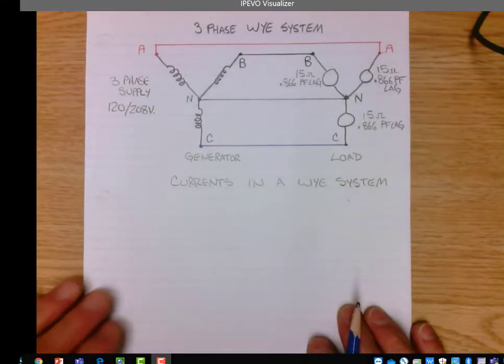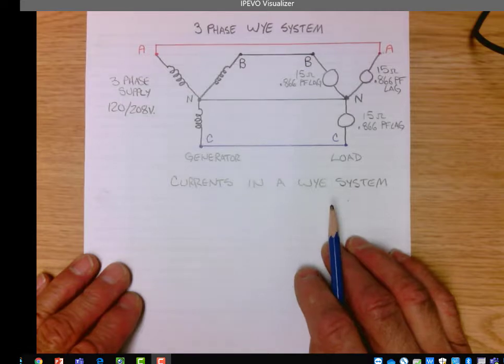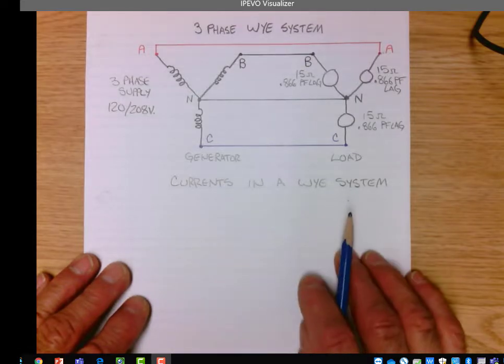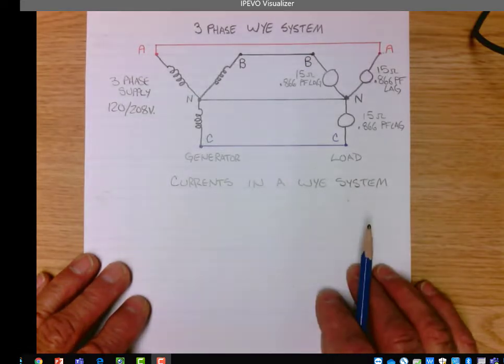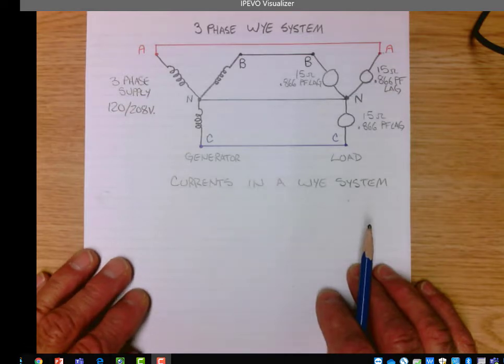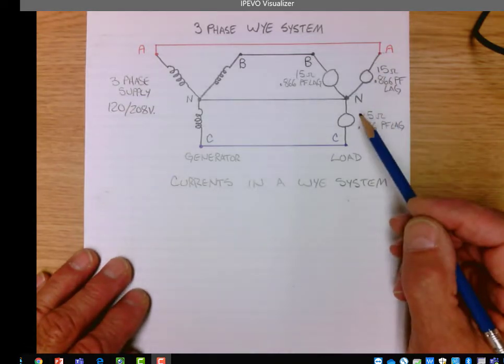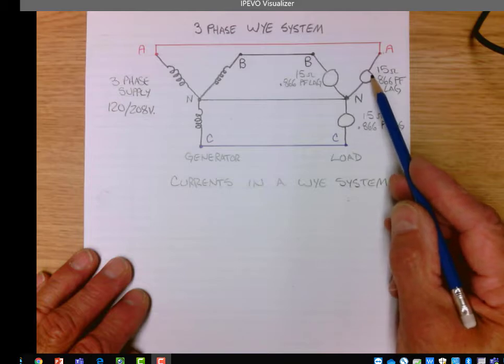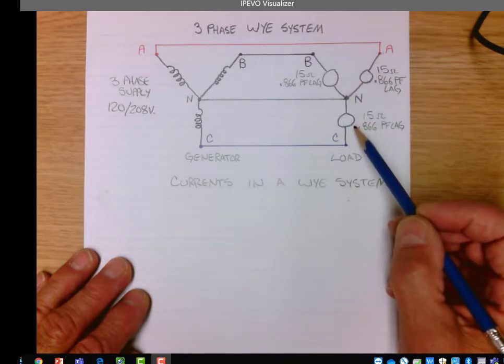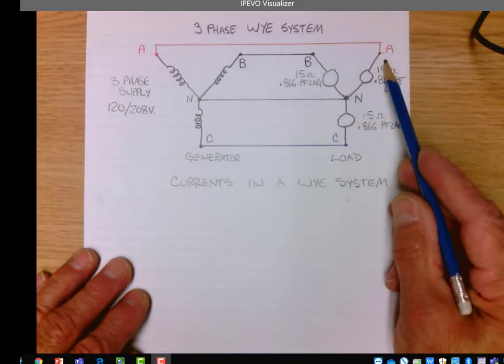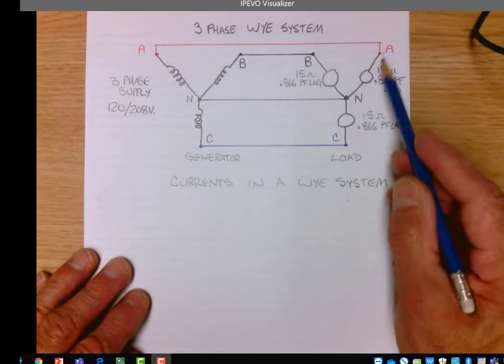All right, we've looked at voltages in a Y system. Now we're going to look at currents in a straightforward Y connected system. When you calculate currents in a Y system, you'll see that the loads, the three Y connected loads we have, are all connected in a phase.